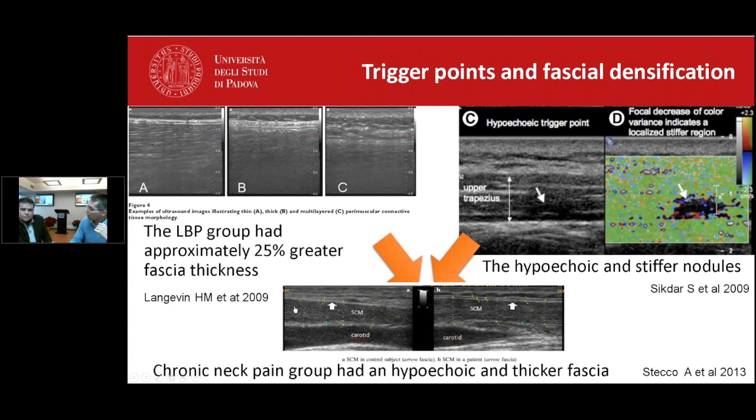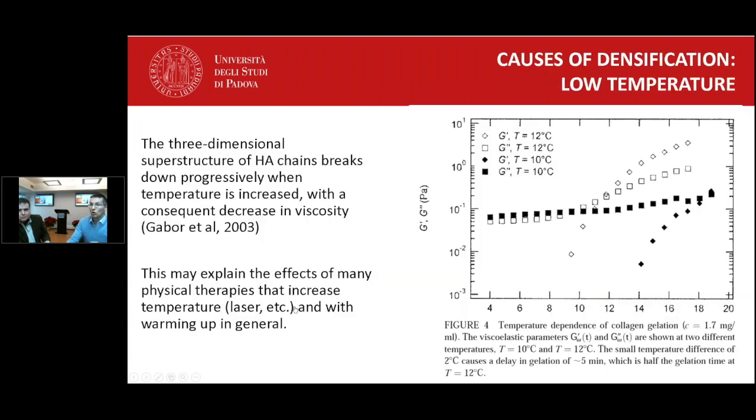And as I showed before, this is a correlation between what we have at this time in the literature. From Harvard, like Lenny Langevin, from NIH, or from our group, everybody has found that the fascia becomes hypoechogenic, more stiff, and thicker. Right. So these are the three elements that all the researchers are finding. So it's good that from different perspectives, everybody is reaching the same point.